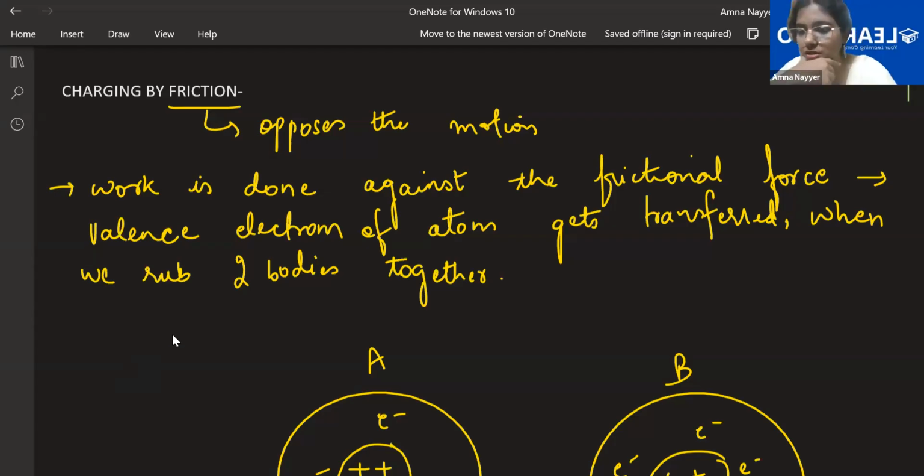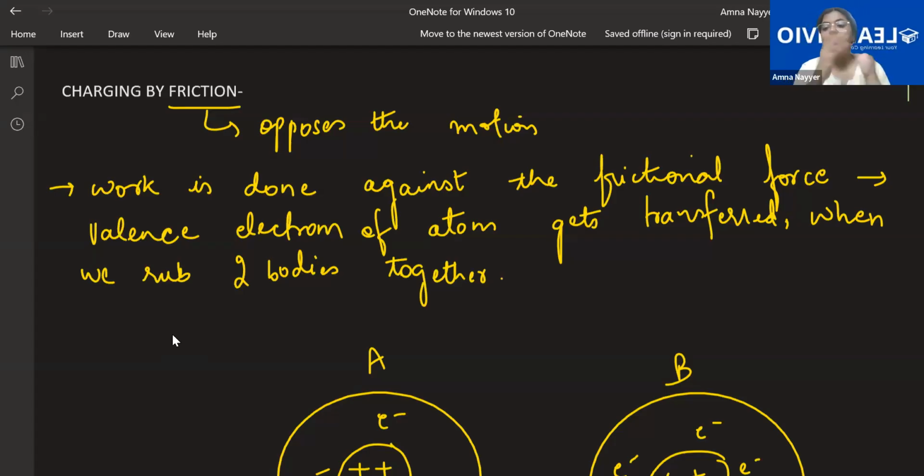It opposes the motion. This always acts in the opposite direction to the motion. It's basically a contact force that occurs when 2 objects are rubbed against each other. So friction force acts in the opposite direction to that of the motion. Okay. Now, whatever you studied about friction in class 11, it will be applied here as it is, with just a little additional information: whatever is the work done against this friction force, friction is also a force.